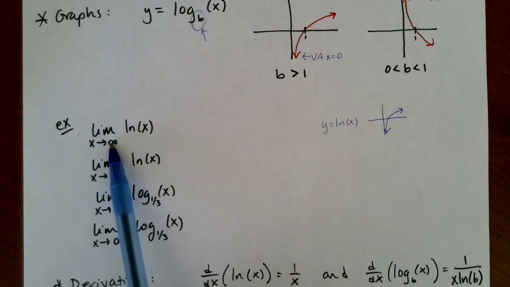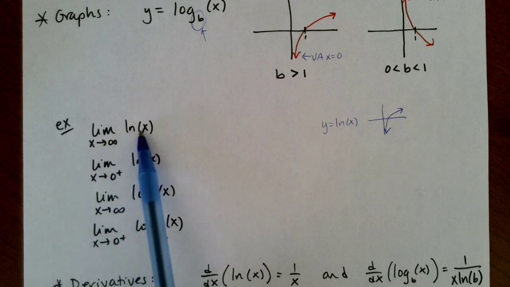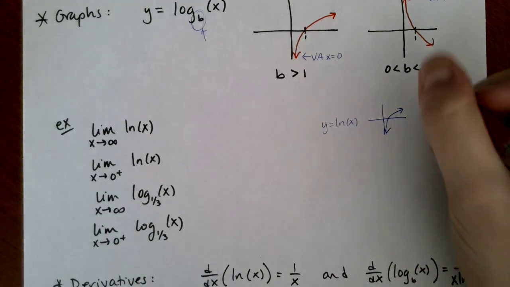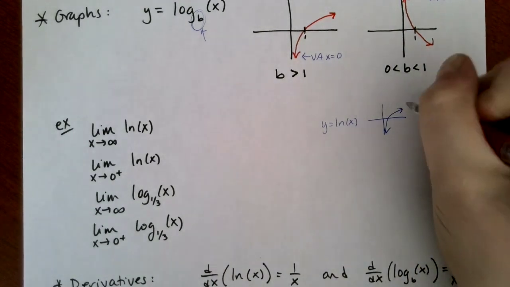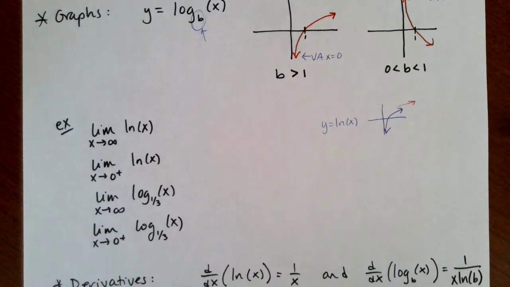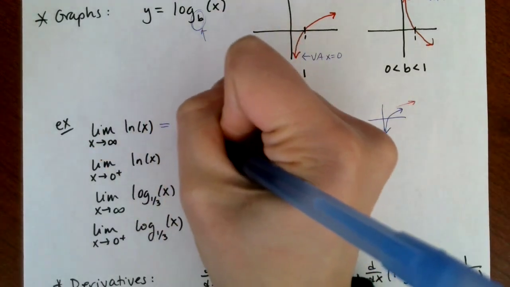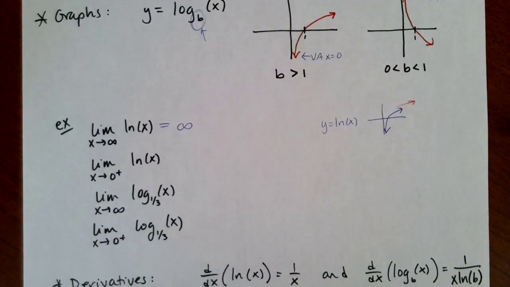So if I need a quick sketch of y equals ln of x, I know it roughly does that. The first limit I'm being asked is x approaching infinity of this graph. So I'm going to look at the very far right end behavior of this graph. That's going up and up this way. That keeps going up forever. So my answer for this limit will be positive infinity.